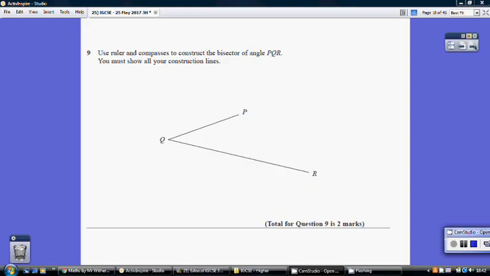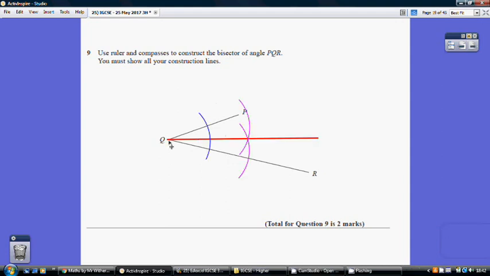Question 9. So use ruler and compasses to construct the bisector of angle PQR. So we basically got to draw a line in here which halves this angle. So this is how you do it. You get your compass and you pop your pinhead here at Q, and you just do a small arc here. So this blue arc would be the first arc you do. Now this is just to establish a point here and here where you're going to put the pin of the compass next time around.